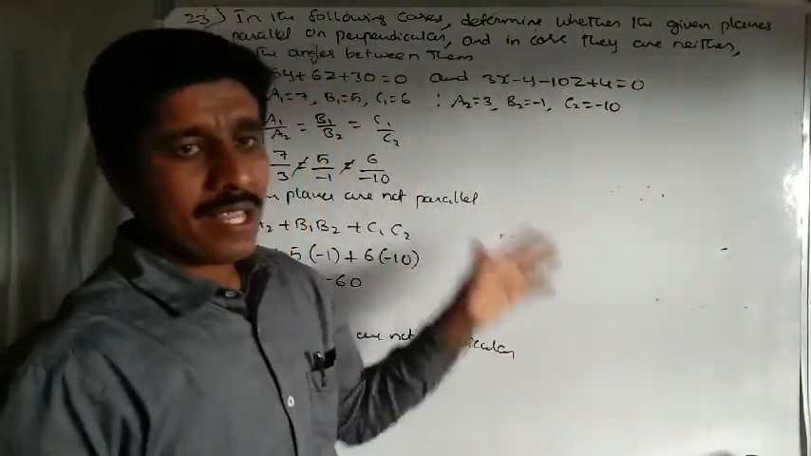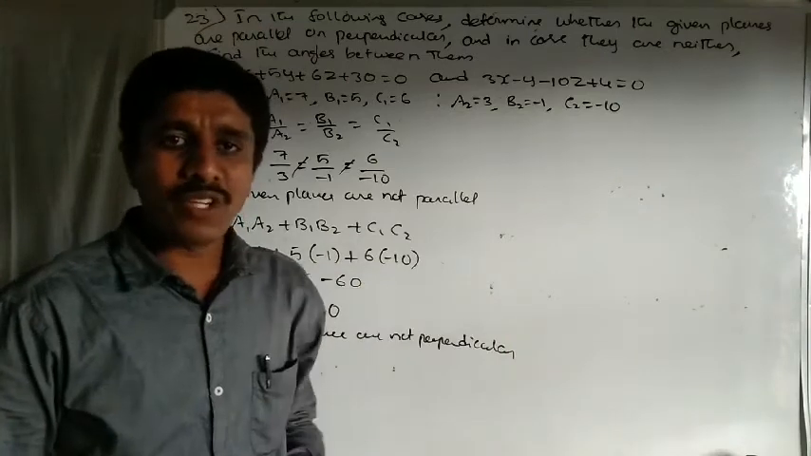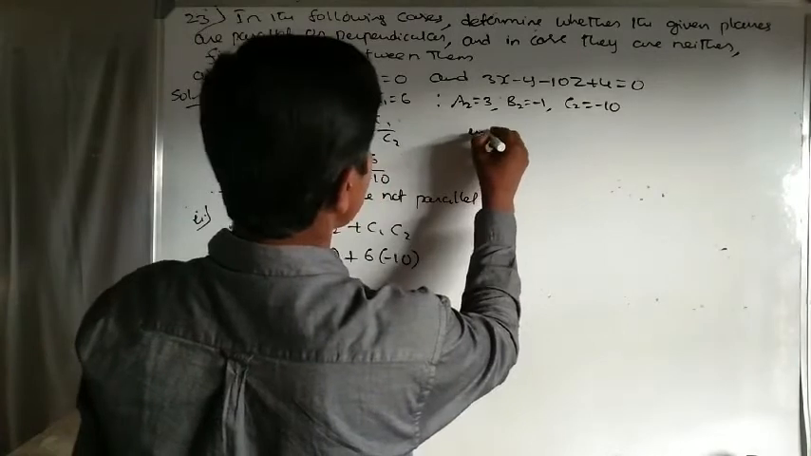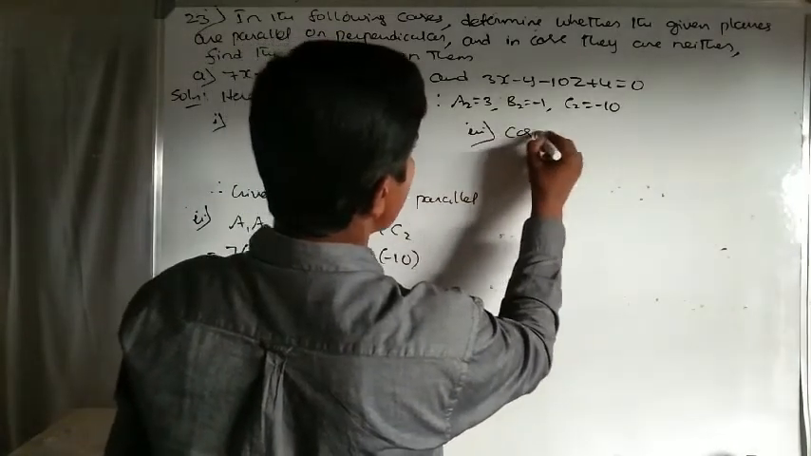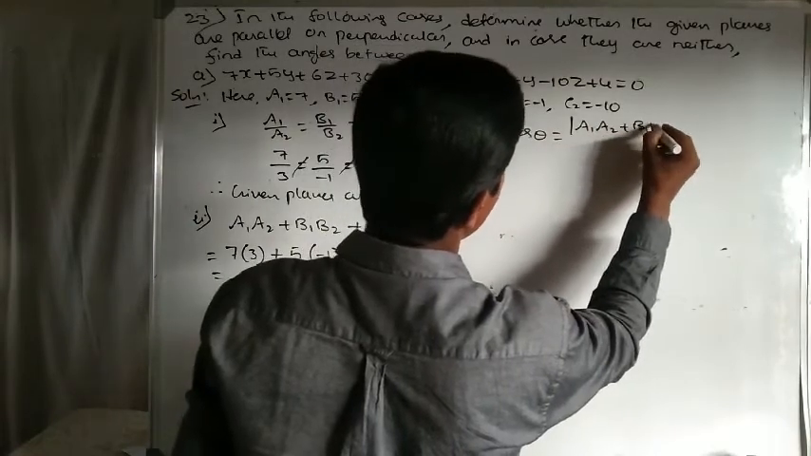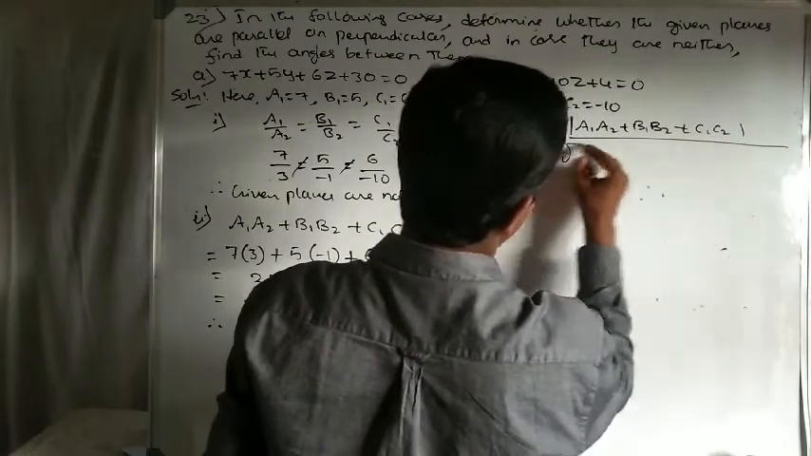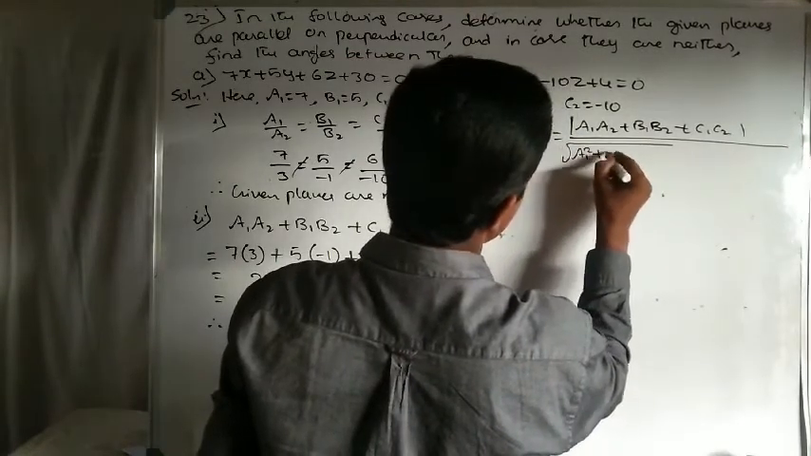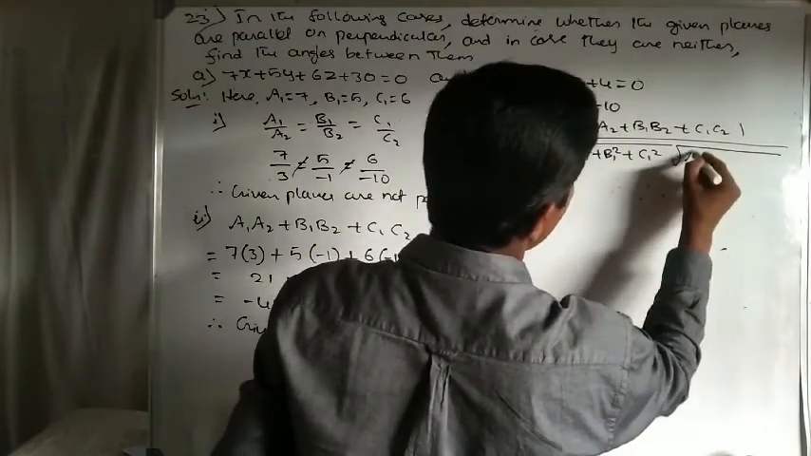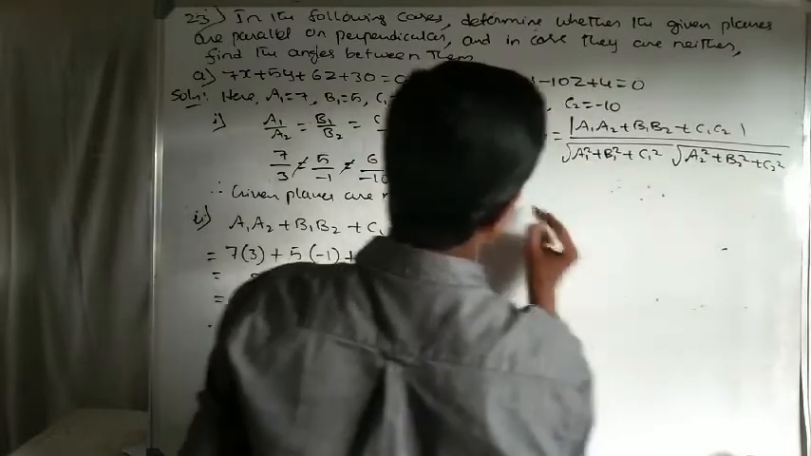Clearly the given planes are not parallel and not perpendicular, so now find the angle between the two planes. Take the cos theta formula: cos theta is equal to the modulus of a1 a2 plus b1 b2 plus c1 c2 divided by square root of a1 square plus b1 square plus c1 square into square root of a2 square plus b2 square plus c2 square.